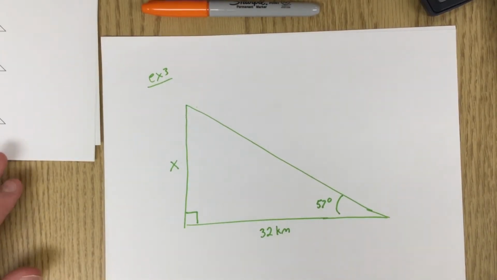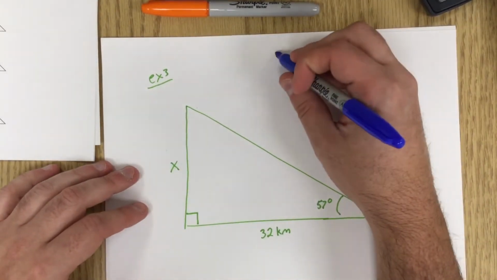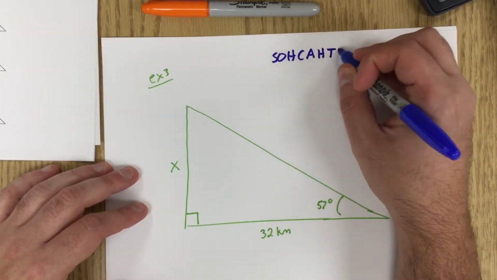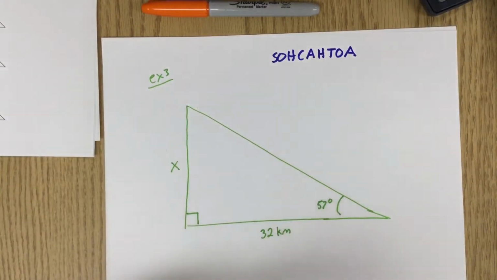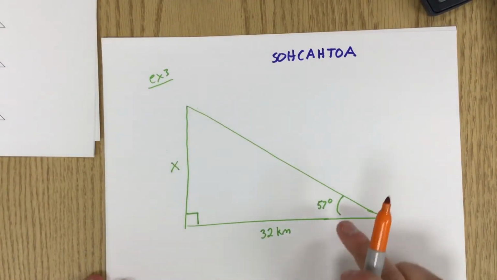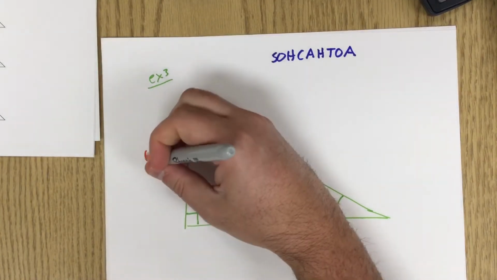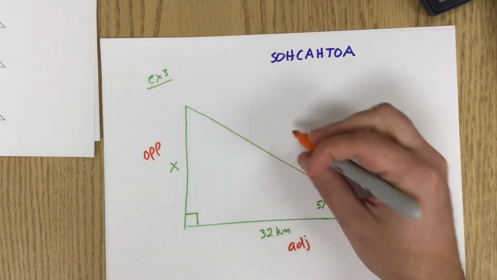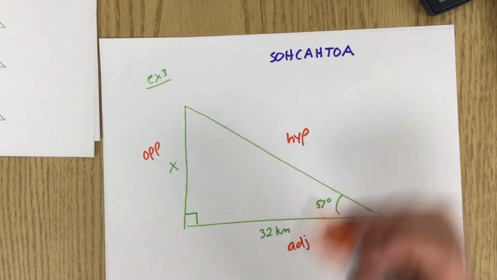Continuing on with the examples, we'll write the handy mnemonic on the top. SOHCAHTOA. So this is our angle that we're using. So this becomes the opposite. This becomes the adjacent. This becomes the hypotenuse.